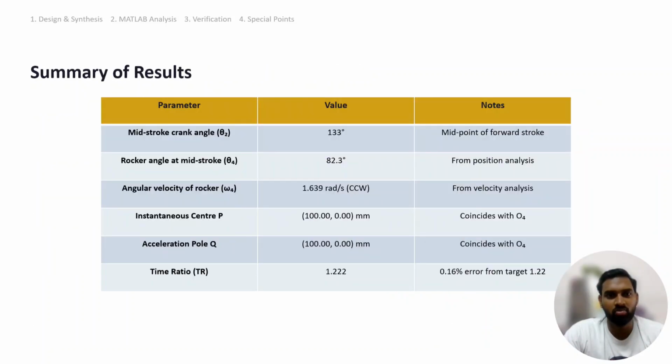For the rocker, both the instantaneous center and the acceleration pole are the fixed pivot O4, which is 100 millimeters. This is because O4 is fixed, so its velocity and acceleration are zero. Therefore, the rocker rotates around O4.